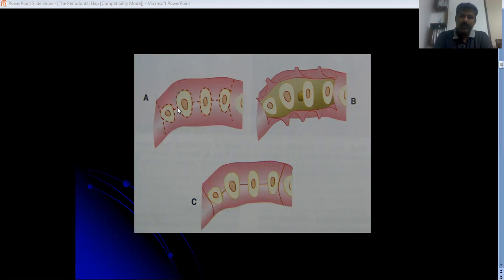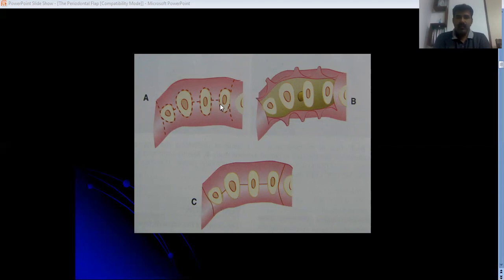In relation to the crest of the papilla, you put a horizontal incision like that. So here also you put a horizontal incision. Here also you put a horizontal incision. So basically what you do is you reflect one half into this labial aspect and the second half into this lingual or the palatal aspect.